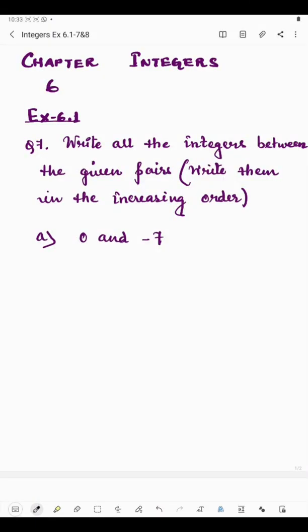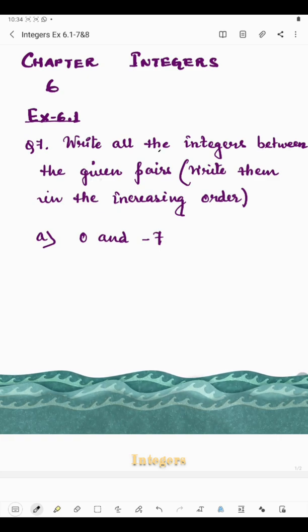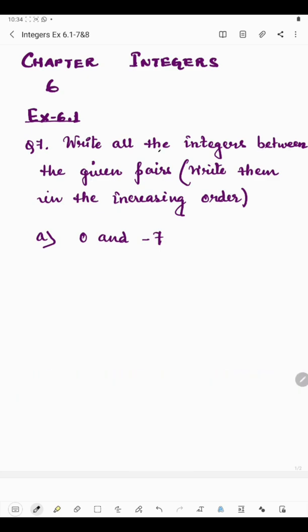Students, now I'm going to start question number 7 of exercise 6.1. Question number 7 says write all the integers between the given pairs. So here we have the pairs and we will have to write the numbers in between the two numbers. We will have to write the numbers in increasing order, means small to big.